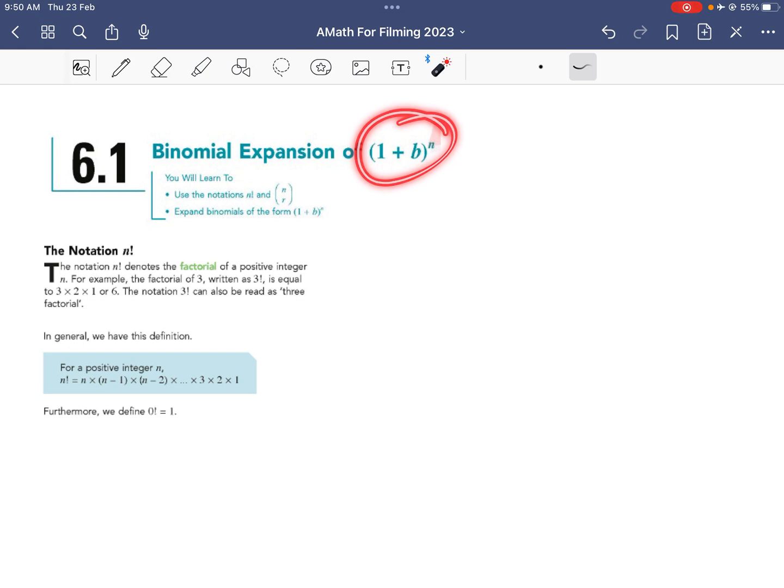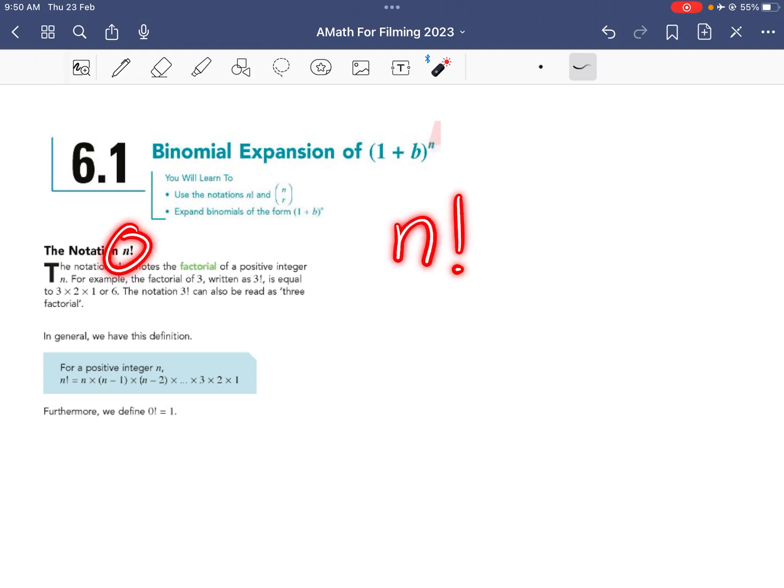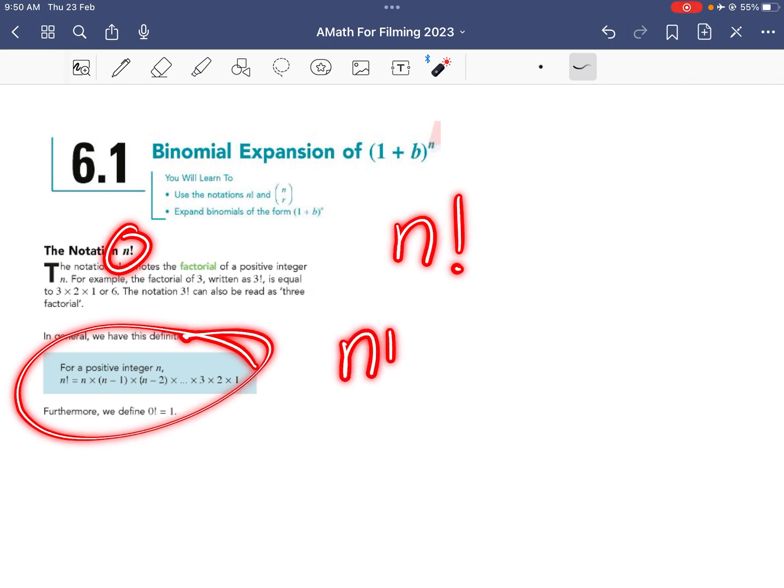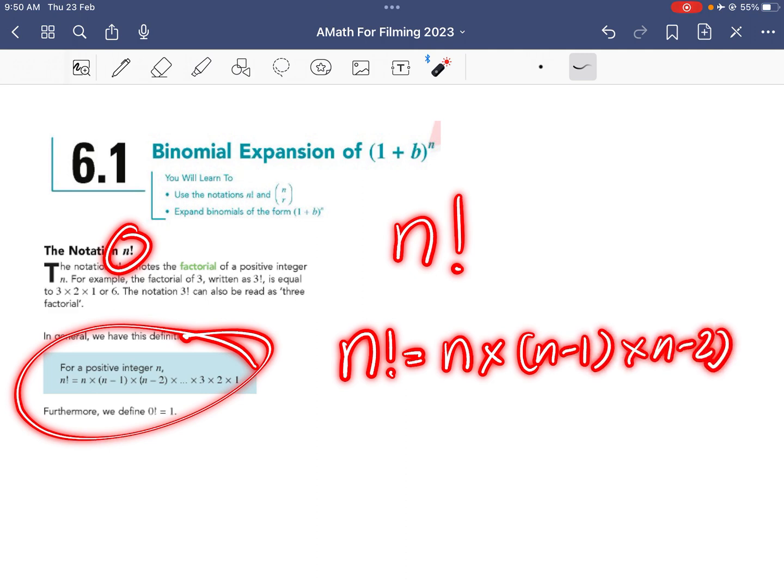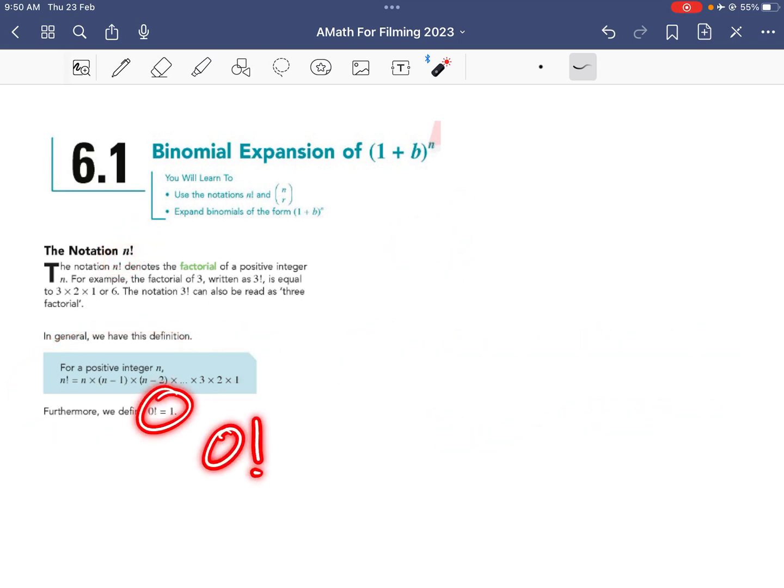So today, as I've already mentioned, we are going to do (1 + b)^n. But before we start that, we need to learn about something called n factorial. If you look right, n factorial is this. They give you in algebra: n factorial equals n times (n minus 1) times (n minus 2) times dot dot dot until you get 3 times 2 times 1. Furthermore, we define 0 factorial as being equal to 1. In simple terms, you don't need to worry so much about this. In simple terms, it implies this.